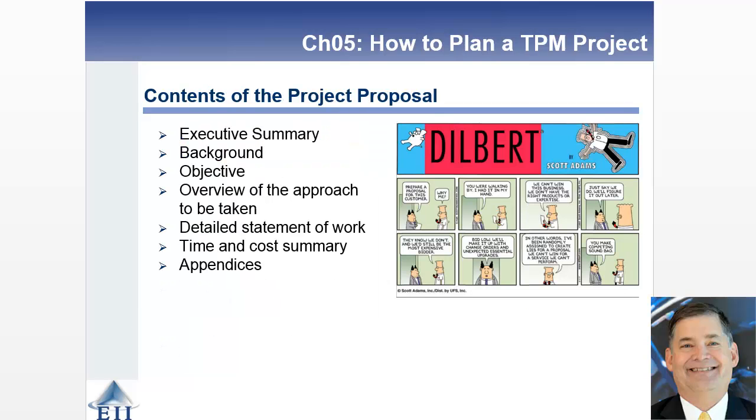All right. Last two slides, we're going to talk a little bit about the project proposal. And so it's got a standard format with an executive summary, background, objective, overview of the approach being taken, a detailed statement of work, and then a time and cost summary. That's what you've been doing during this entire planning for a traditional project management project, is trying to estimate how long this is going to take, what it will cost, and what other resources are going to be involved in this particular project.